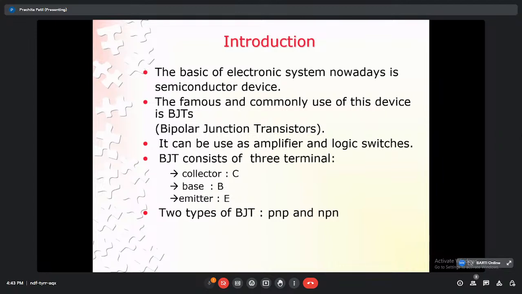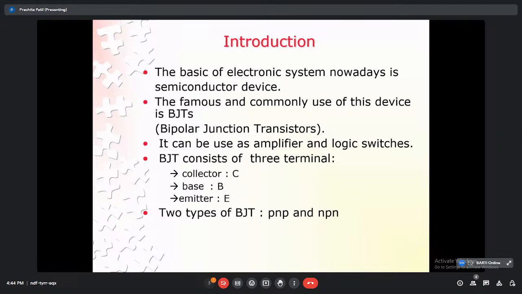Simply, everybody knows this BJT consists of three terminals: the collector, base, and emitter. The names of these terminals are also meaningful. The emitter emits the electrons or the charge carriers, maybe the holes. The base just passes the charge carriers from the emitter to the collector. And the function of the collector is to collect the charge carriers which pass through the base and are emitted from the emitter. That is why the names are emitter, base, and collector.